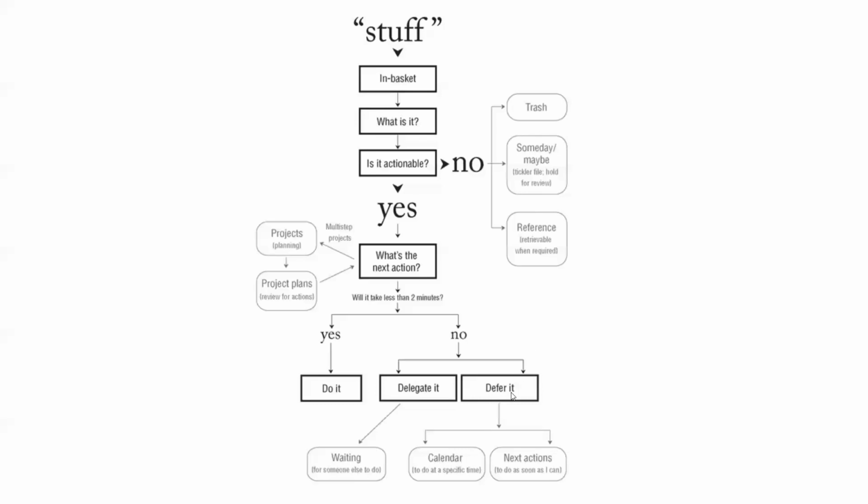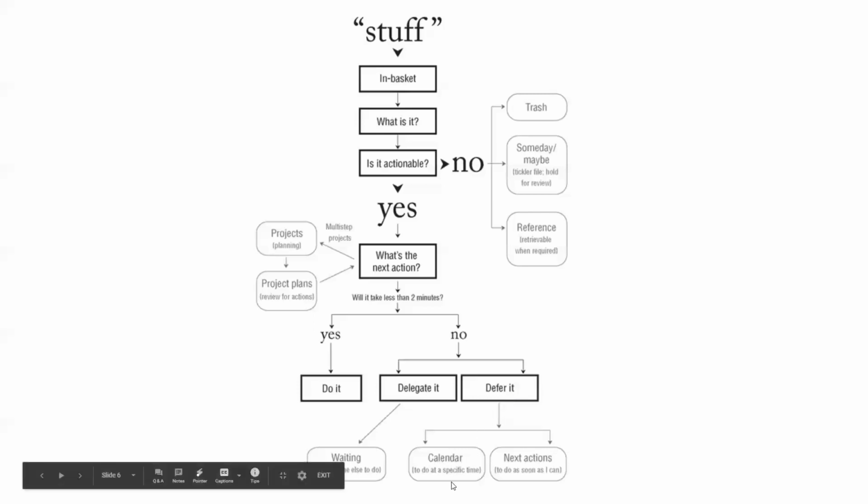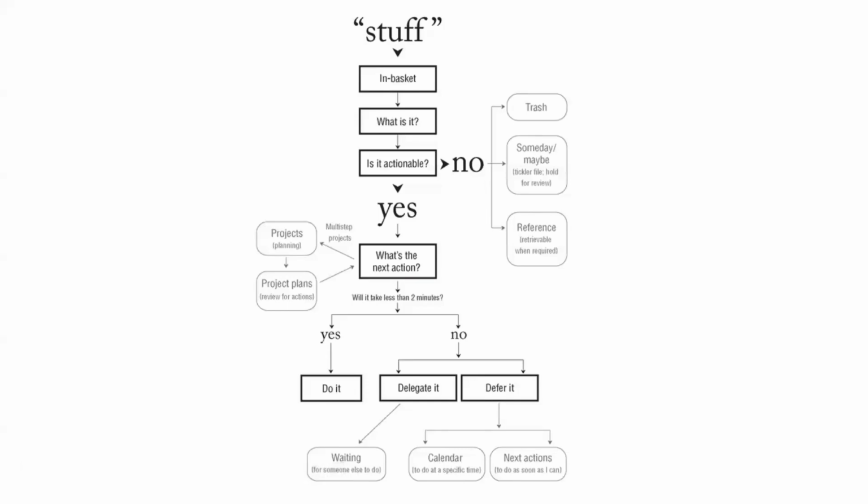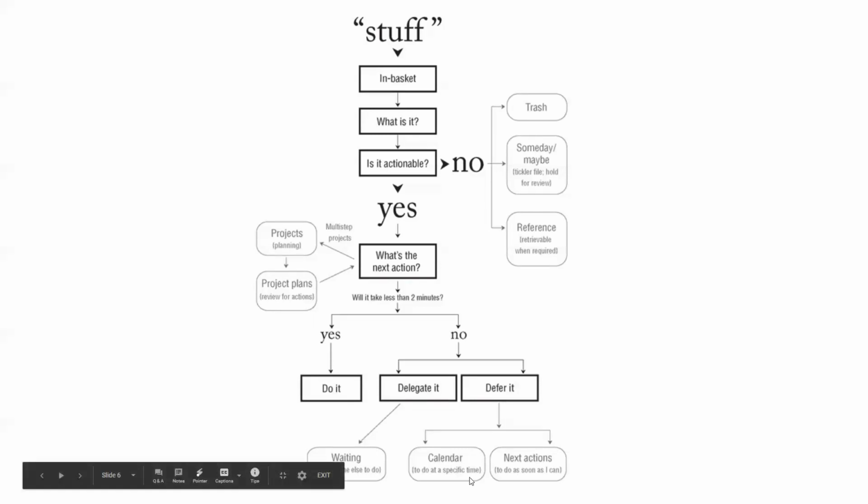The other option is to defer it, which just means put it in the future. There's two ways of putting it in the future. One is to calendar it for a very specific time. So maybe it's a meeting. This meeting needs to happen on Thursday at 2 p.m. And so we can put it in our calendar for then. Or if there's no specific time attached, it's just in our next actions. So I'll do it when I next have time. So that's the overall system.